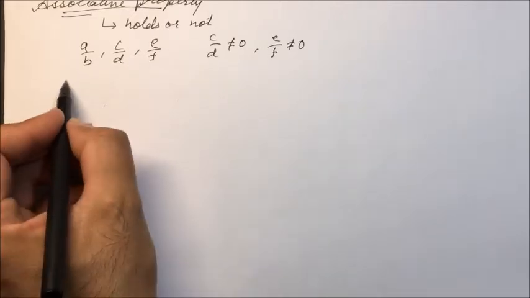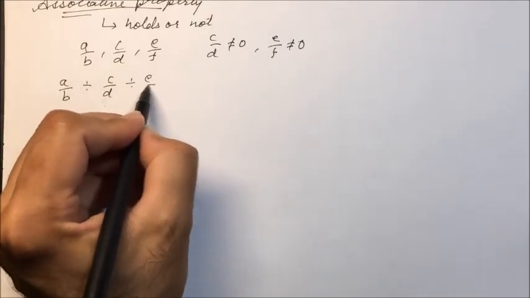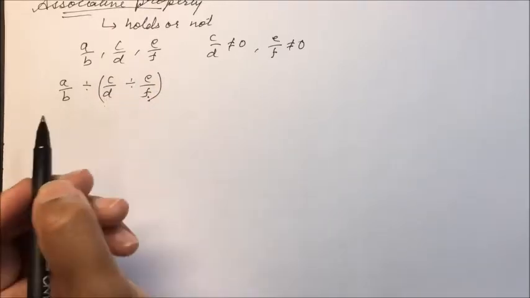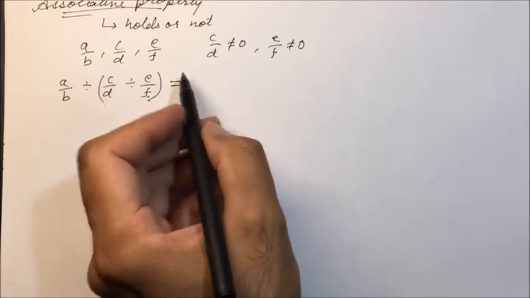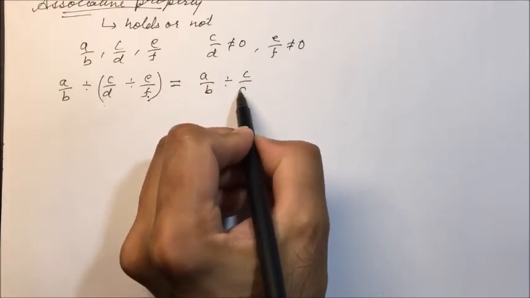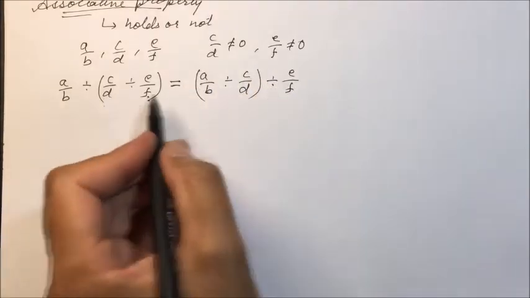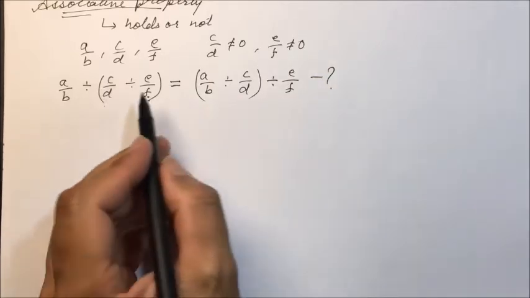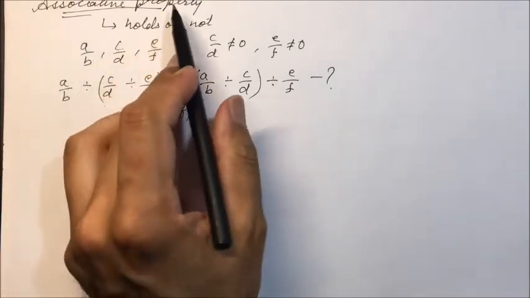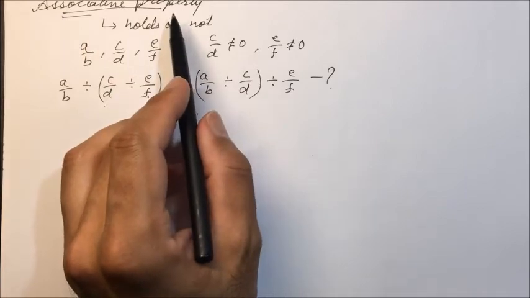So A by B divided by C by D divided by E by F, where these two are in bracket, we have grouped them first, equal to A by B divided by C by D, grouped first, divided by E by F. Whether this is true or not, we have to verify it. We have to verify whether associative property holds on division or not, or division follows associative property or not.